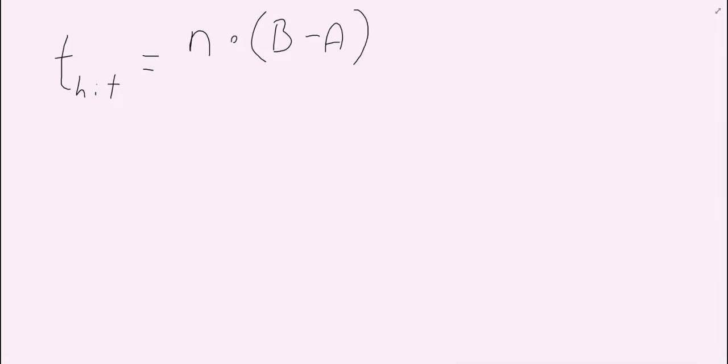So t-hit equals n, normal to the plane, dot b minus a, the difference between the point on the line and the point on the ray, divided by n dot c.